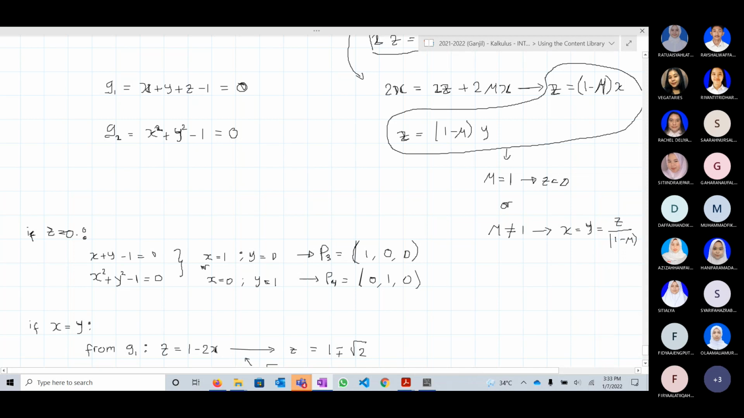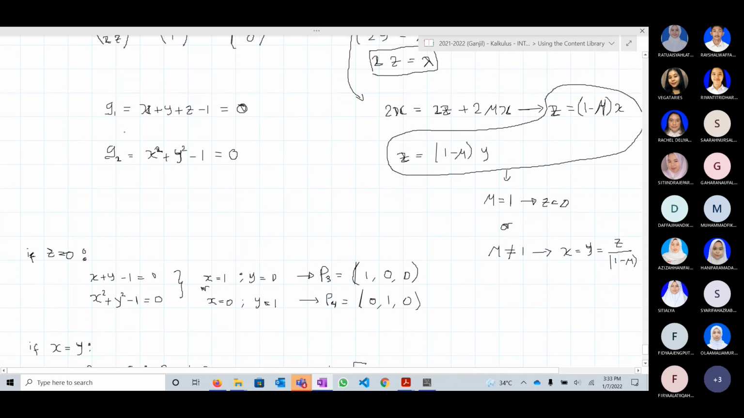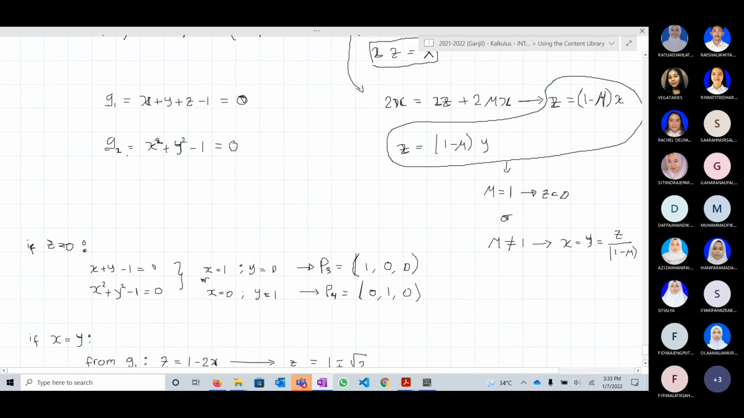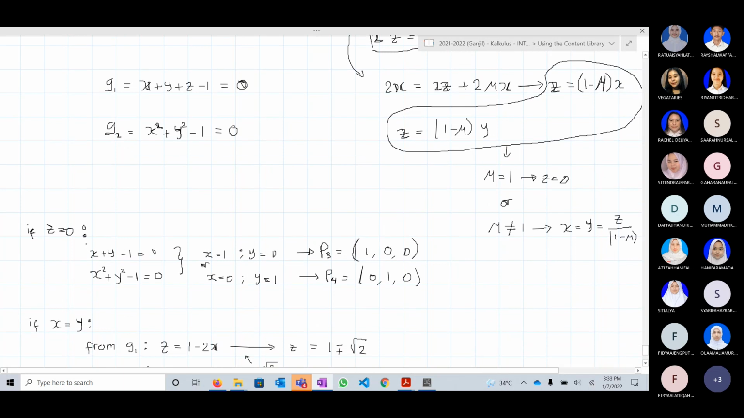Kita masukkan, kalau z sama dengan 0 gimana? Kita masukkan ke G1 dan G2. Maka kita dapat untuk G1 karena z-nya 0, kita tinggal punya x tambah y min 1 sama dengan 0. Dan di G2 kita tinggal punya x kuadrat tambah y kuadrat min 1 sama dengan 0. Nah, dari sini kita bisa selesaikan.